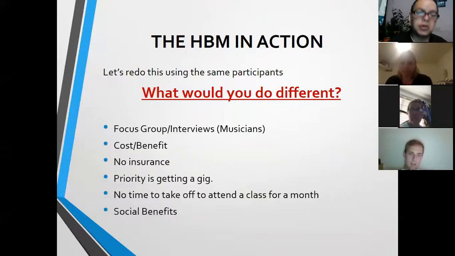Okay, so it says focus groups or interviews. It's related to what we were saying. Cost and benefits. No insurance. Priority is getting a gig. No time to take off to attend a class for a month. Social benefits.